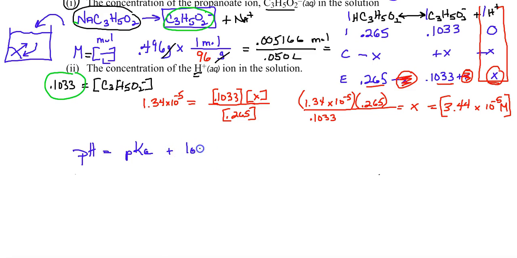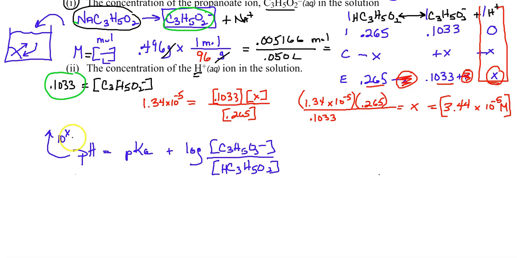plus the log of the conjugate base, okay? In this case, the conjugate base is C3H5O3 negative over the conjugate acid, which in this case was HC3H5O2. And you say, well, why would I do it this way? Well, because once I solve for my pH, all I've got to do is 10 to the negative x, because this is a log, to get my actual H plus concentration.